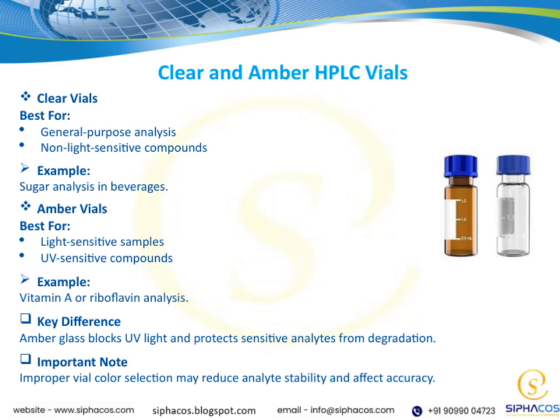The key difference here is that amber glass blocks UV light, providing a protective barrier that helps maintain the stability of these sensitive analytes. It's really important to choose the right vial color because selecting the wrong one can compromise analyte stability and, ultimately, affect the accuracy of your results. So, always consider whether your sample is light-sensitive or not, and select the appropriate vial accordingly. This small but crucial choice ensures the integrity of your analysis and reliable data.